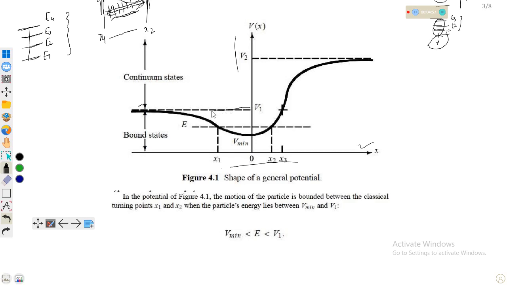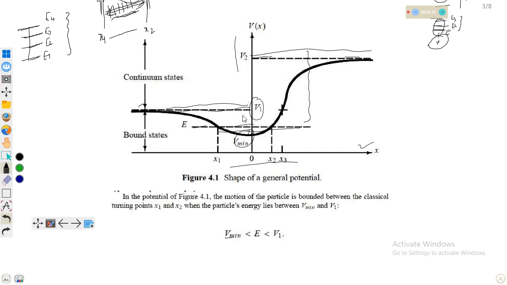In the graph, this is the potential V1, and this is the potential V2. So our particle is bounded by V minimum and V1. The particle cannot go out of this potential. This is V1, this is V2, and this is the minimum value of the potential. You can see from the graph that V minimum is less than E, which is also less than V1.